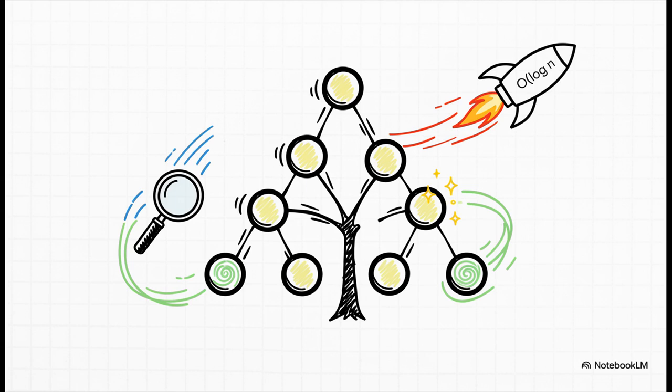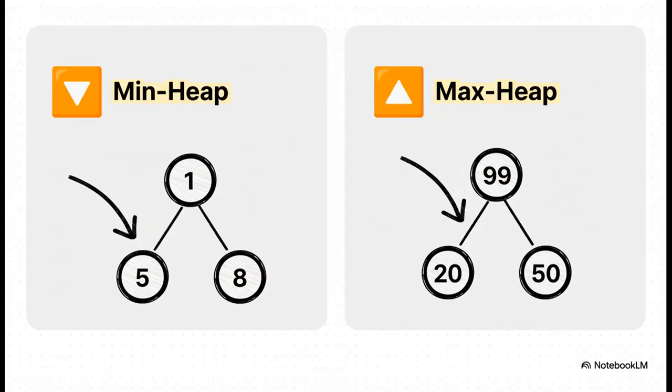To get why that's so good, imagine finding a name in a massive phone book. You don't start at page 1. You open to the middle, see if the name is before or after, and then you throw away half the book. You just keep cutting the problem in half. That's logarithmic speed. Even with millions of items, you can find the one you're looking for in just a handful of steps. Another one of these super powerful tools is the heap.